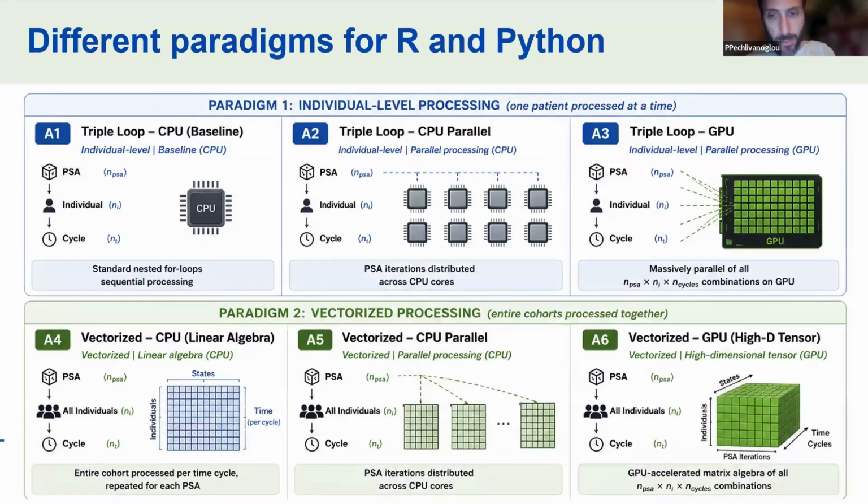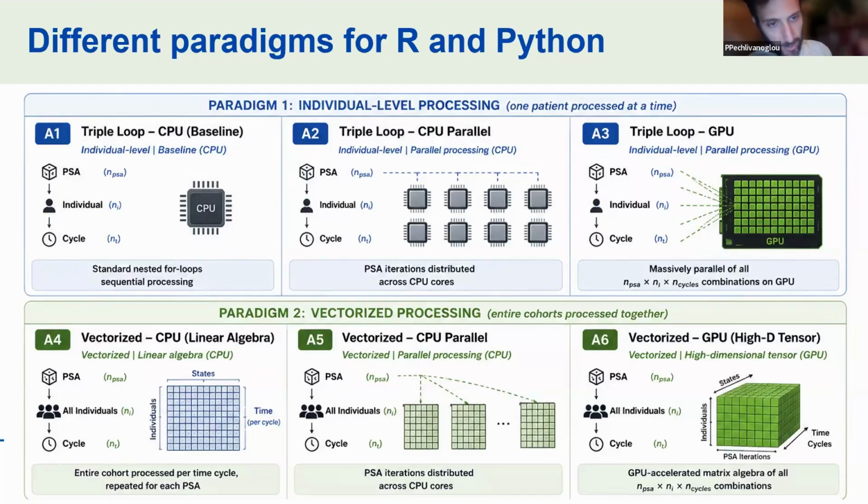So this is a bit of a loaded graph, but we tested 6 different options. Basically, one is to do a plain vanilla triple loop: for every cycle, for every individual, for every PSA, run it through a triple for loop. So for every PSA, create an individual, for every individual, assess them at a given time cycle, move on to a different time cycle, move on to a different individual, move on to a different PSA, and repeat. You can do that with one core, you can do that with multiple cores in the CPU, and you can do that with multiple cores at the GPU level.